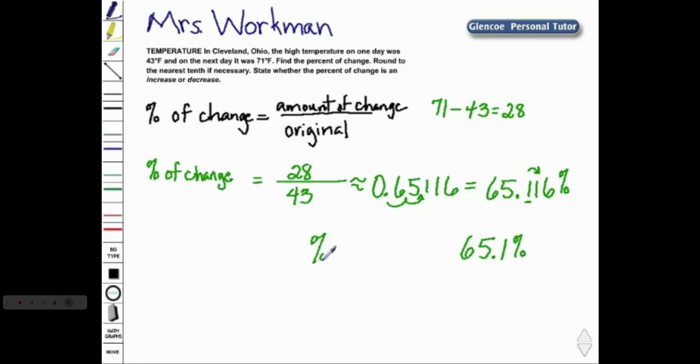So in this case, the percent of change is about equal to 65.1%. And because the temperature went from 43 degrees to 71 degrees, it increased. This is an increase. Percent of change is an increase.